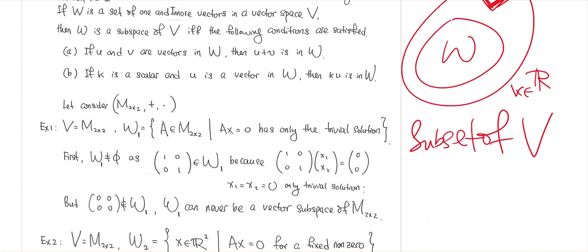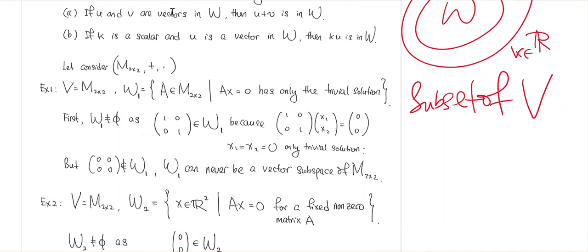All right, let's look at the first example. We are looking at the vector space consisting of all the 2 by 2 matrices, of course, with the usual matrix additions and the usual matrix scalar multiplications. And now let's look at W1. All right, so W1 is a subset of V.